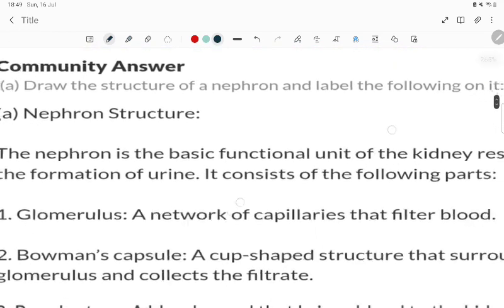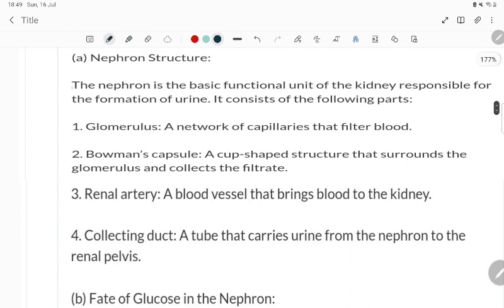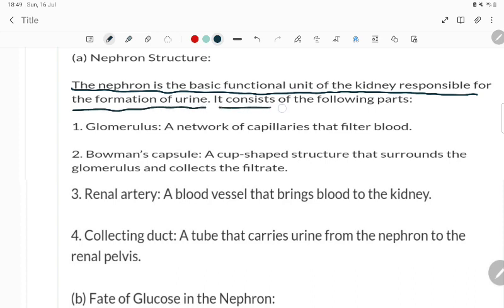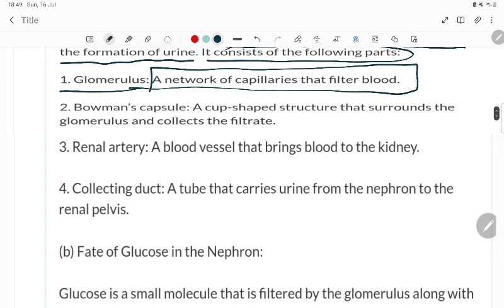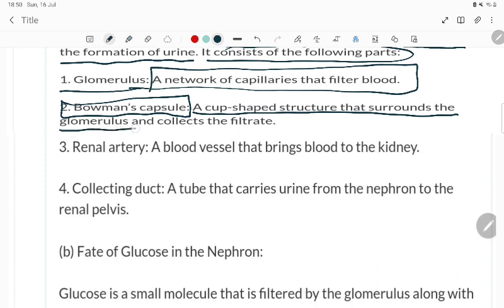Now let us see the detail about this one. The nephron is the basic functional unit of the kidney, responsible for the formation of urine. It consists of the following parts. First one, glomerulus, a network of capillaries that filter blood. It is the network of capillaries that filter the blood, students. Bowman capsule, a cup-shaped structure that surrounds the glomerulus and collects the filtrate.